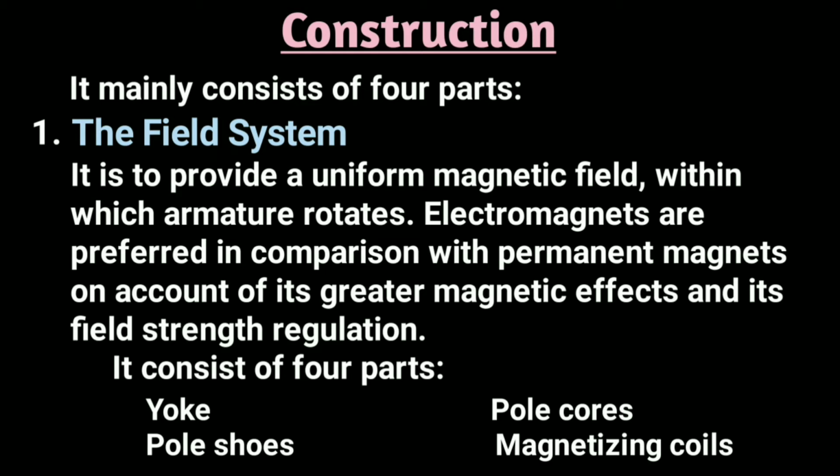Construction. Now the constructional details of DC machines. It mainly consists of 4 parts. First, the field system. It is to provide a uniform magnetic field within which the armature rotates. Electromagnets are preferred in comparison with permanent magnets on account of their greater magnetic effects and their field strength regulation. It consists of 4 parts: yoke, pole cores, pole shoes, and magnetizing coil.